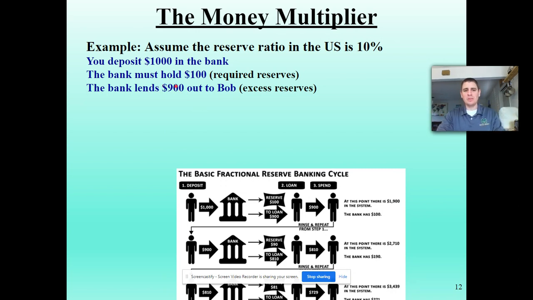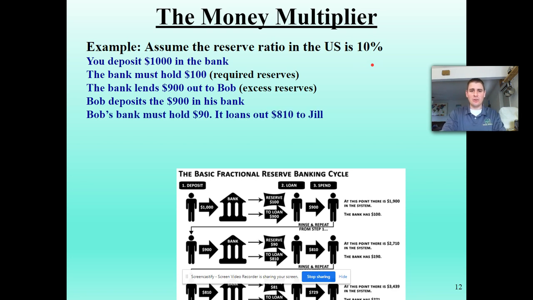Well, Bob is going to do what? Eventually, Bob's going to deposit that $900 in his bank, right? Maybe not today after he takes out the loan, but eventually he's going to get some money back. He's going to deposit that $900. Well, what happens to that $900? The bank has to hold on to 10% of it, right? That's the reserve ratio. 10% of 900 is 90. It's going to loan out the other 810. And this goes on and so forth, right? Until the money supply just continues to increase through loans.